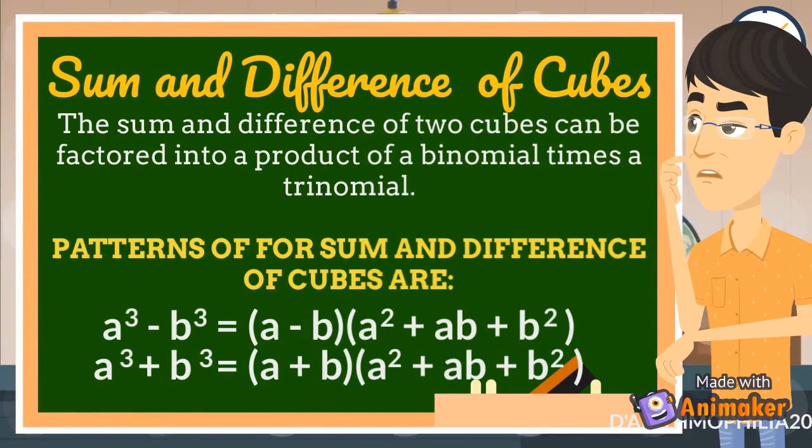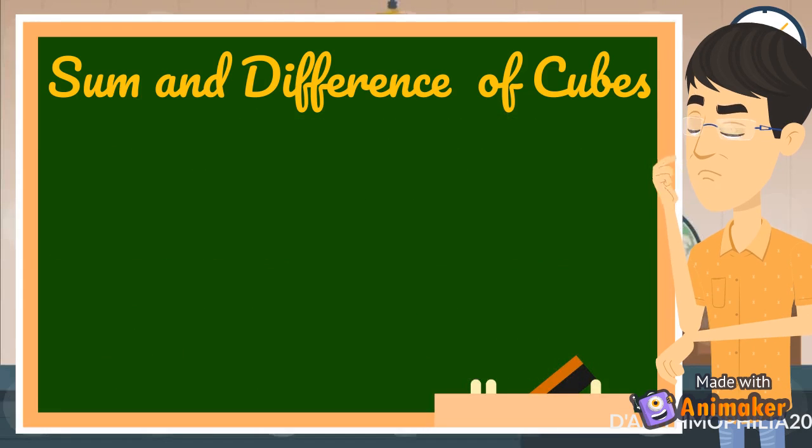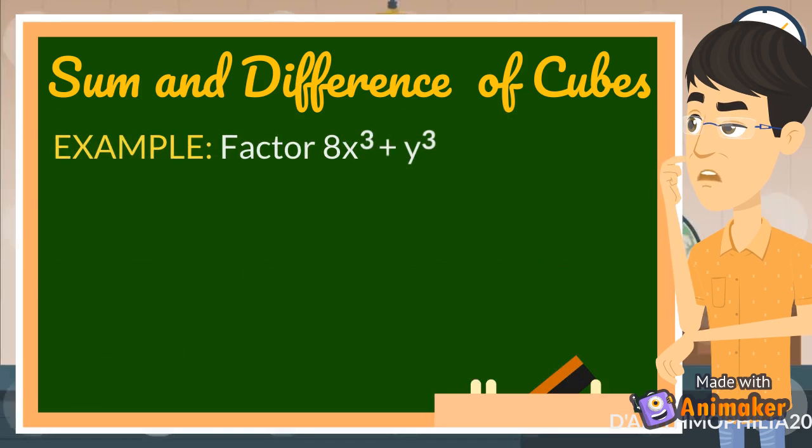Next, let us discuss the sum and difference of cubes. The sum and difference of cubes can be factored into a product of a binomial and a trinomial. Below are the patterns we need to familiarize when factoring polynomials using this technique. Let us consider the following examples. Example number 1. Factor 8x cubed plus y cubed.